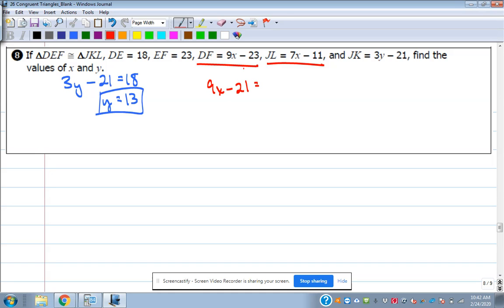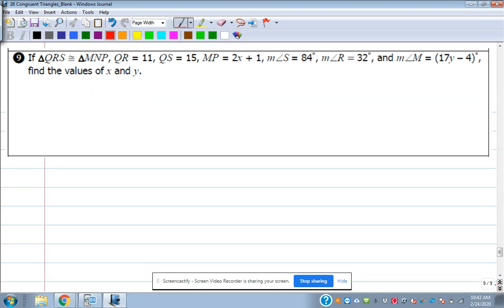9x minus 23 equals 7x minus 11. 2x equals 12. x is 6. Is that what you said? That's right. Good job. Impressive. Good algebra. Y'all like algebra. Lying about everything else, but you like algebra. Let's do one more.